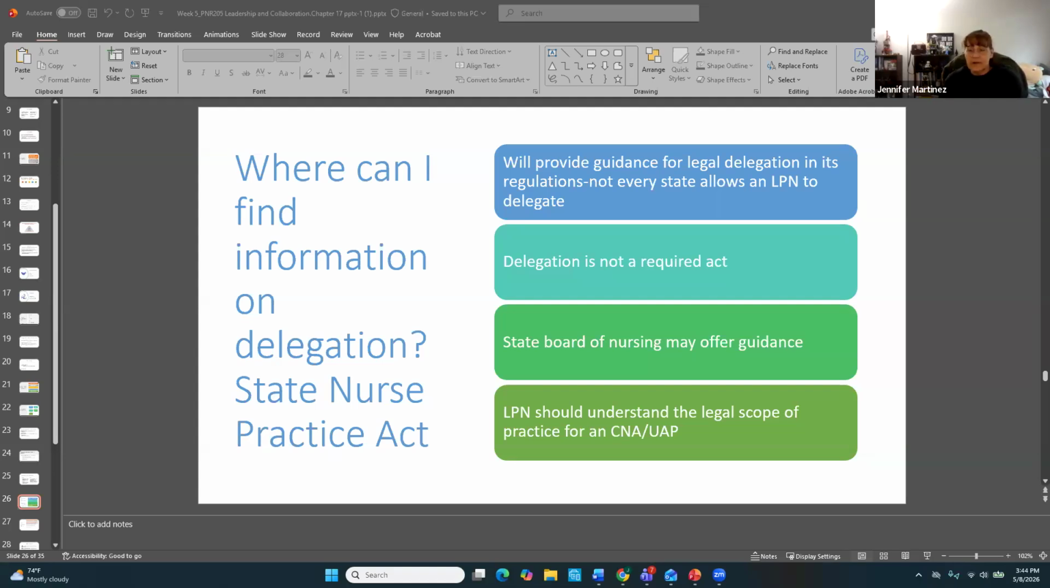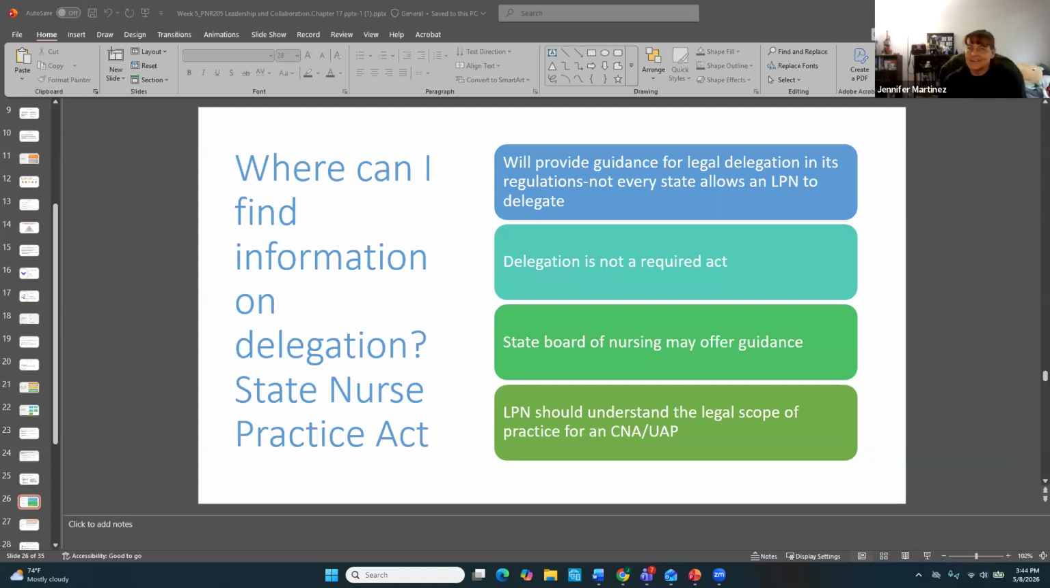Delegation is not a required act, but remember, nursing is a team sport. It's not an individual sport. Sometimes you just can't get it all done by yourself, and so that is the purpose of delegation. Again, it's cost effective and helps with time management. You also can look at your state board of nursing. Whatever state you are in, you can go to your board of nursing website. They may offer some guidance about delegation as well.